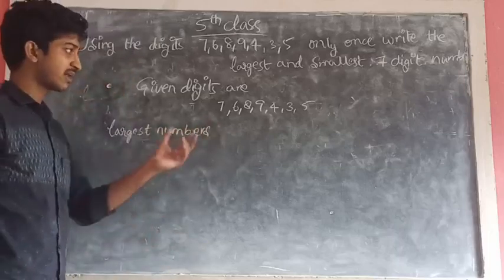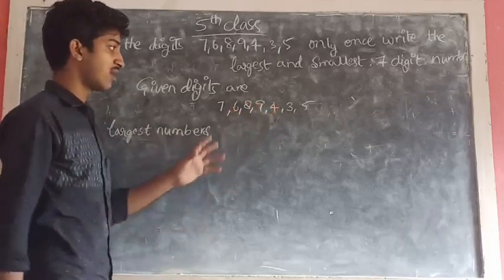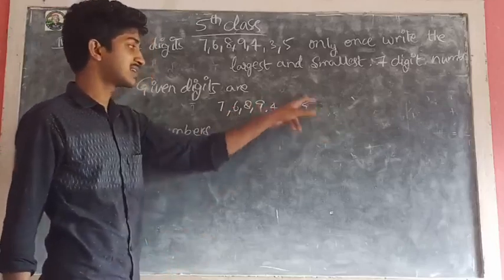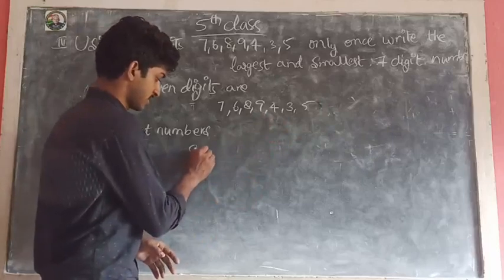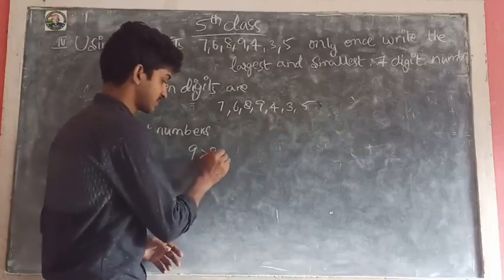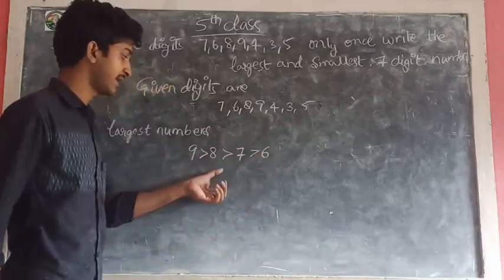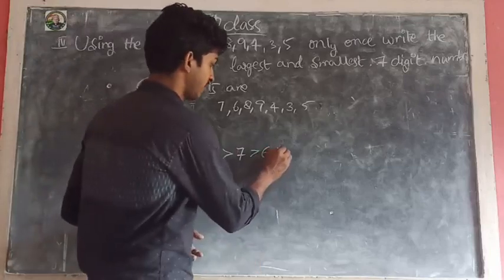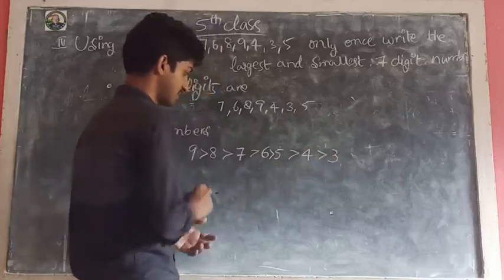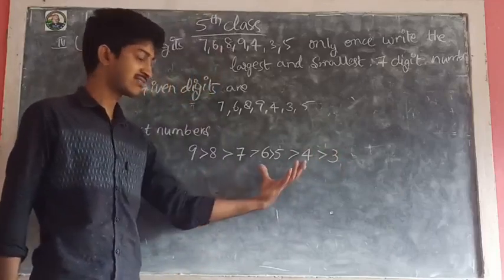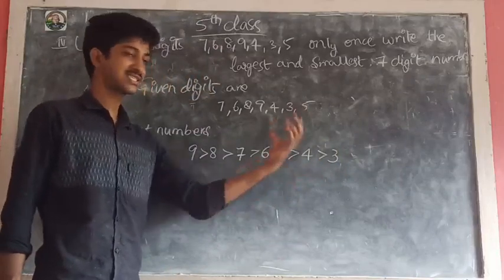Before writing the largest number, arrange these numbers in descending order. What is the largest number among these 7 digits? Among these 7 digits, the largest number is 9. And the next number is 8, then 7, 6. 9 is greater than 8, 8 greater than 7, 7 greater than 5, 5 greater than 4, 4 greater than 3. These are the 7 digits given, and this is the descending order of these 7 digits.